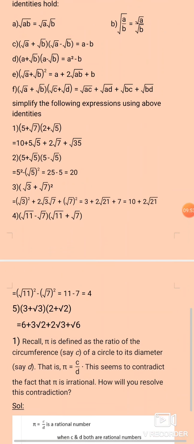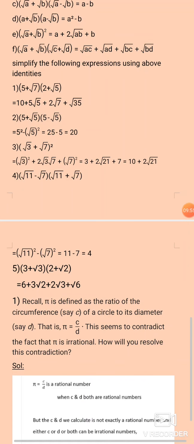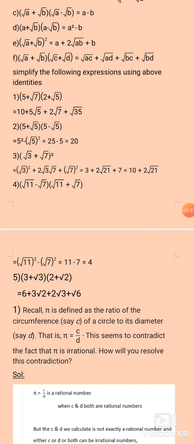Now the next type of question, one more question. Recall pi is defined as the ratio of the circumference of the circle to its diameter. So we know the circumference is equal to pi into d, or 2 pi r. Twice the radius is the diameter. So pi is equal to what? C by d. This seems to contradict the fact that pi is irrational. So listen carefully. Here pi is what?